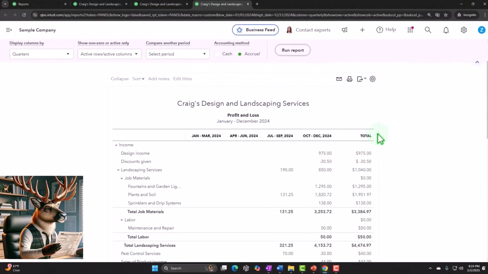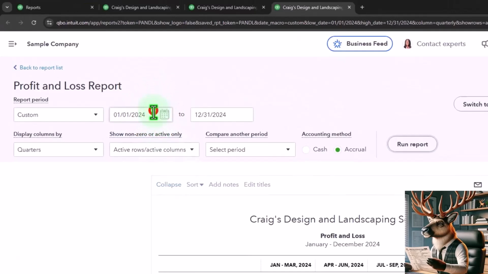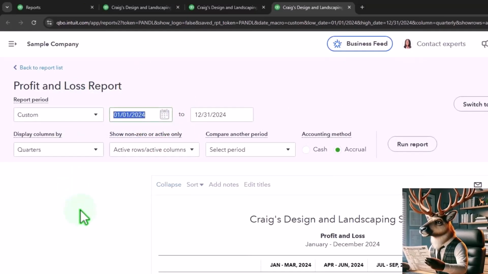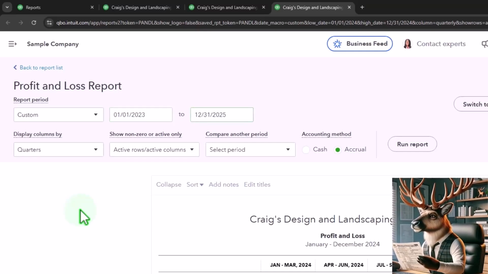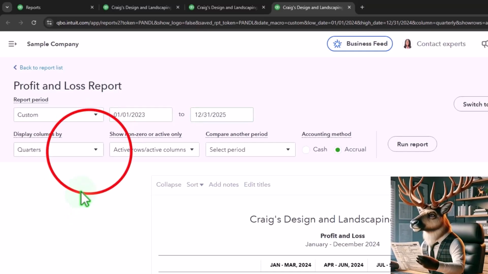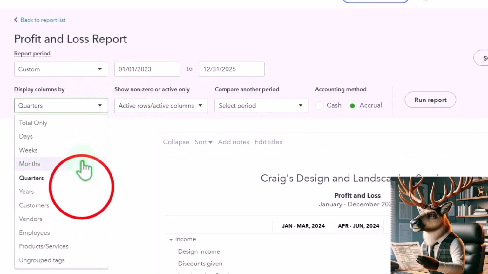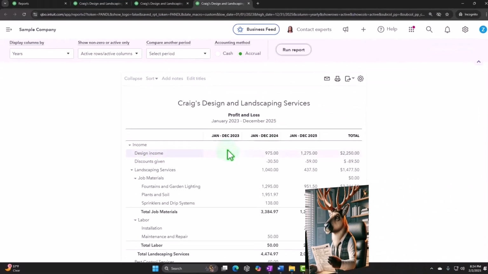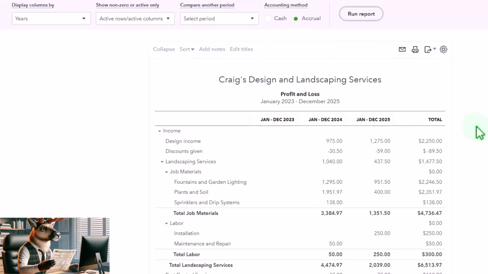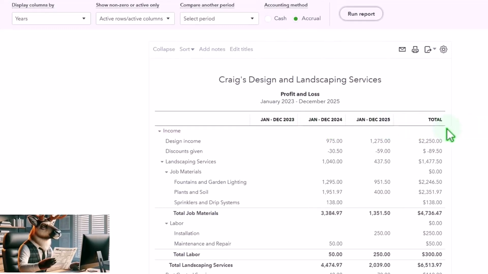We can also go through years. If I want to look at the last 3 years, there's not going to be any information in a few of them, but let's go from 01/01/23 to 12/31/25 this time, 3-year period, and then look at it in terms of years, run it. So now we've got the 3-year, nothing was in the first year, second year, and then the total over the 3-year period, which is kind of neat.